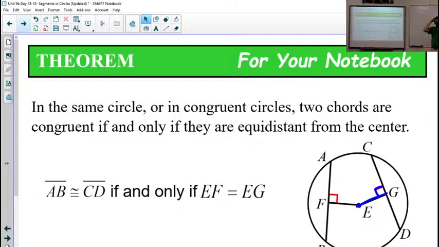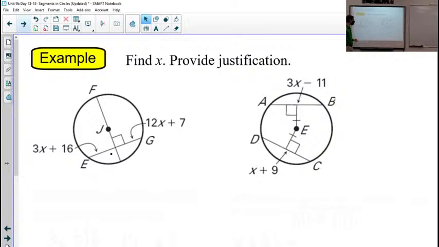Is that it can go in both directions. So let's look at some examples that might use those. I'll give you a minute to think on these next two. One of them uses the theorem I just showed you, chords being the same distance from the center. One of them uses something else to set up the equation. So I'll let you look for a moment and decide which one is setting up which.